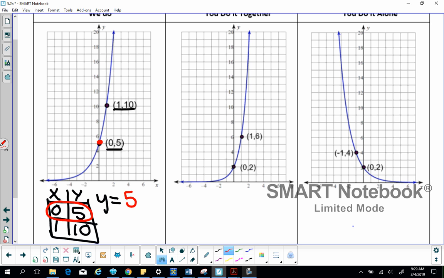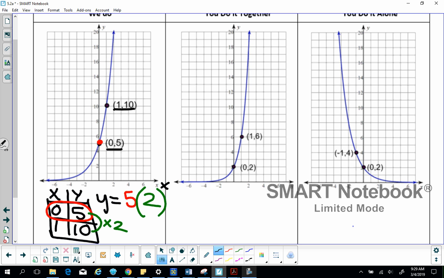Your b is your growth or decay factor. So you can either look at this and go, okay, from 5 to 10, what's happening? Or you can divide 10 divided by 5. What do you end up getting? 2. So 2 is your growth factor because you're multiplying by 2. We could also tell it's growing because you could see it's going up. So we could tell it's increasing to the x. And that's how you write the equation.